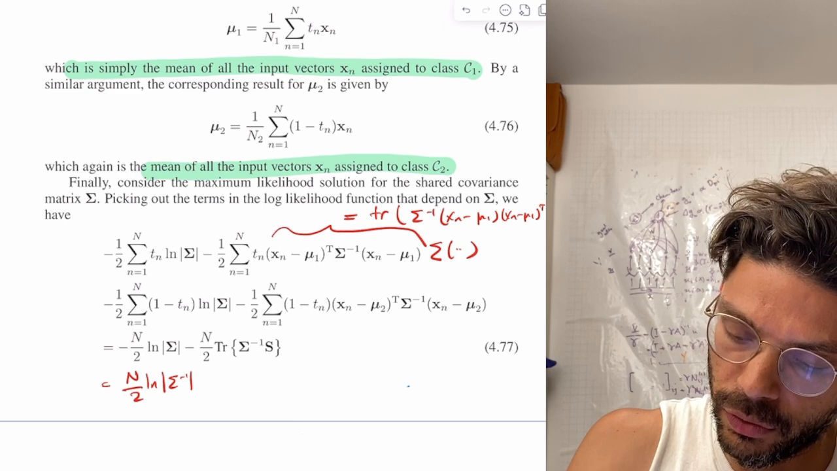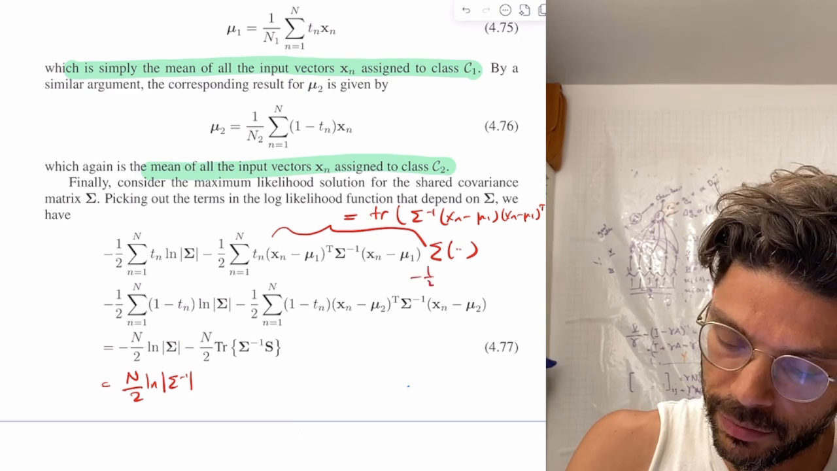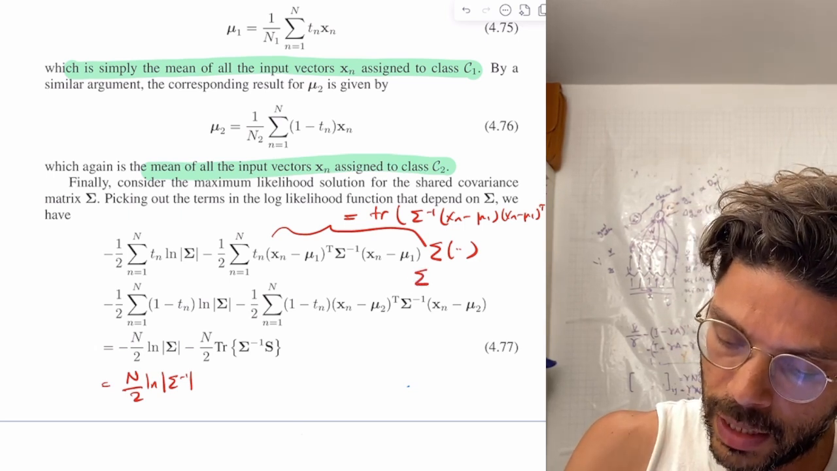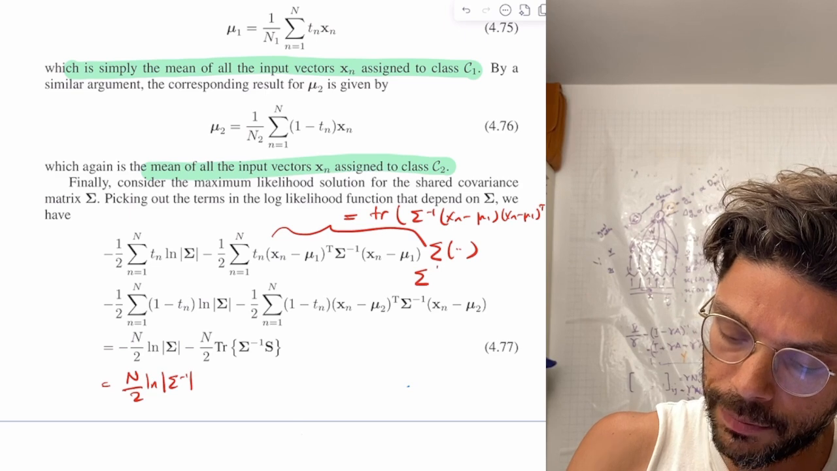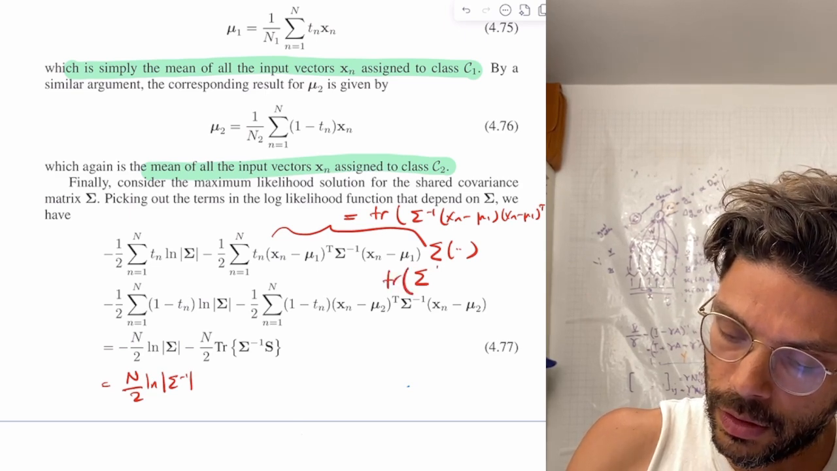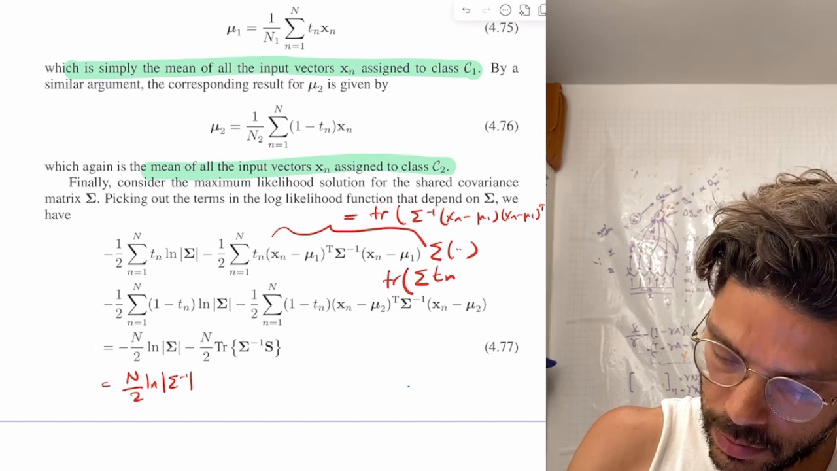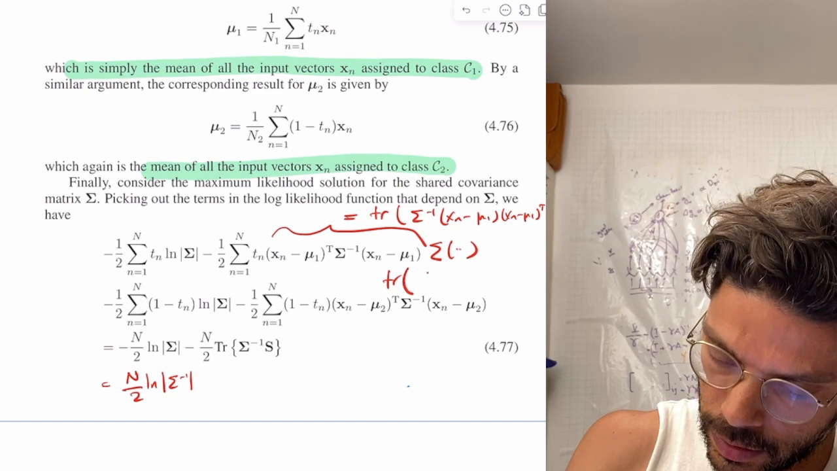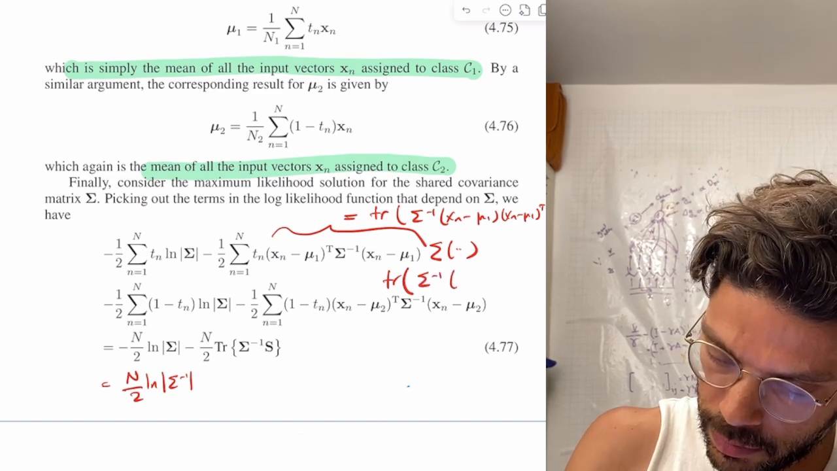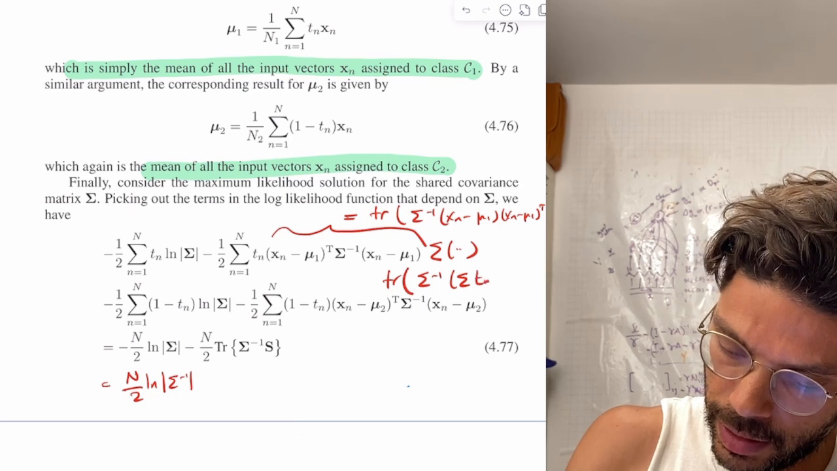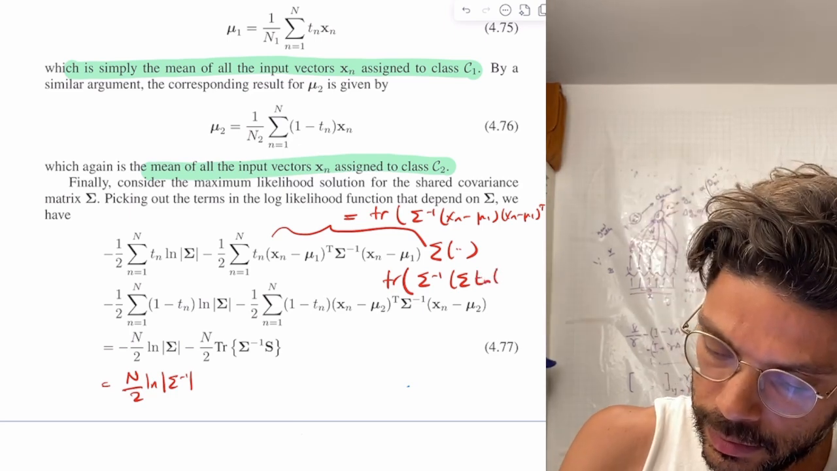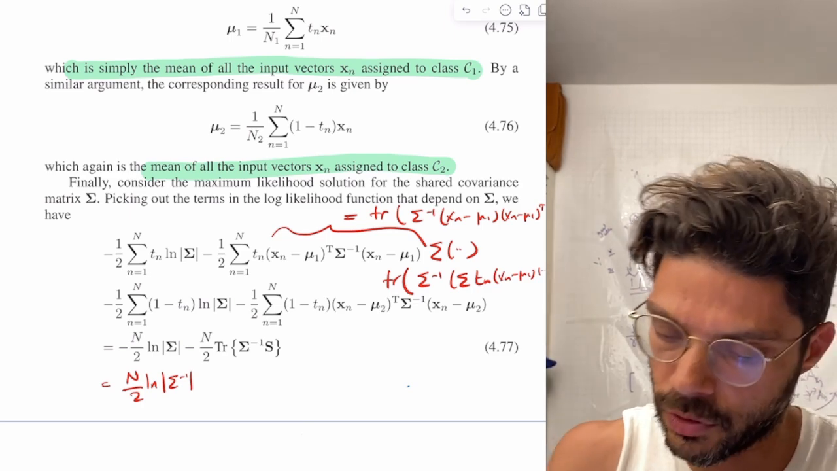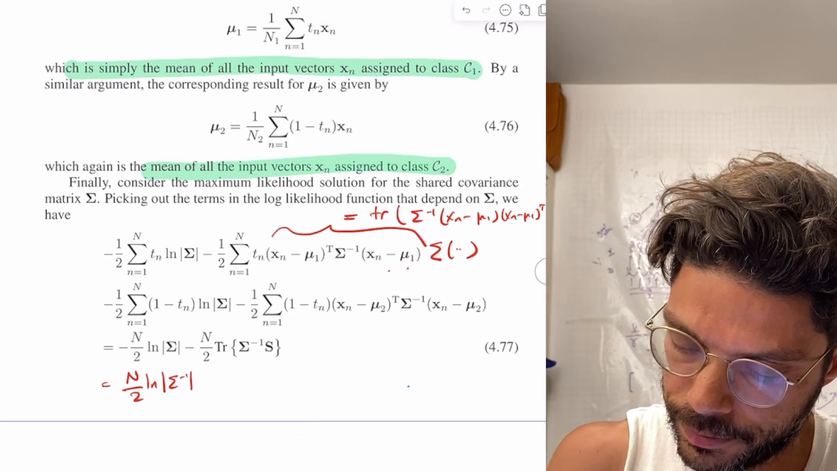it's going to equal minus 1/2. Forget that bit for now. It's going to become the sum of Tn times sigma. Let's actually put that over here. Sigma -1 times the sum of Tn, this is a sum, not a sigma, xn minus mu1. Actually, let me just write it more nicely down here.